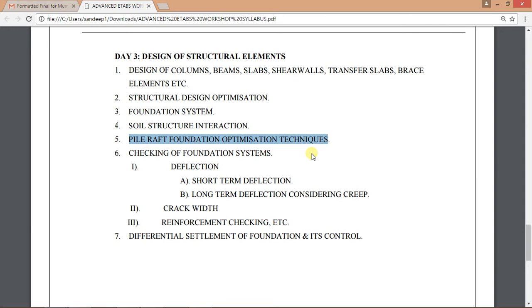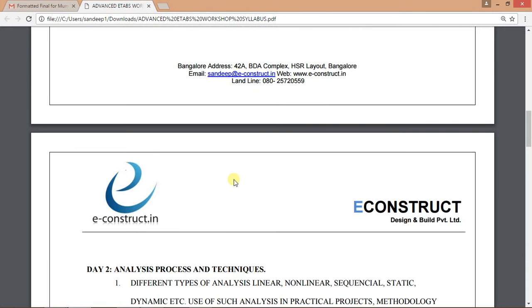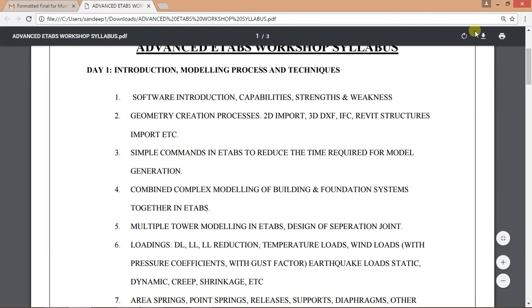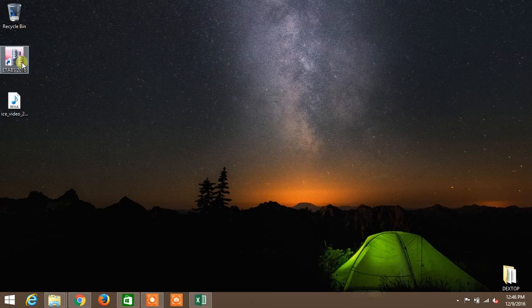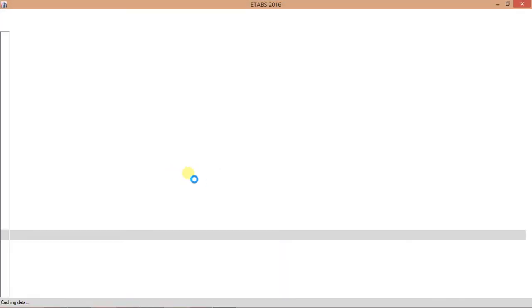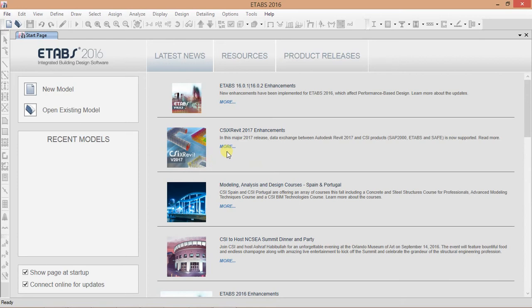Okay, so majorly these 3 days, as a feast of so many topics that we generally cover, I would like to give you a small introductory model. We'll generate a small model quickly. How quickly the model can be generated, I'll show you.